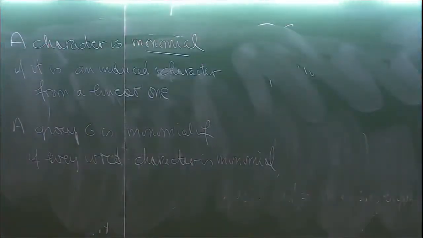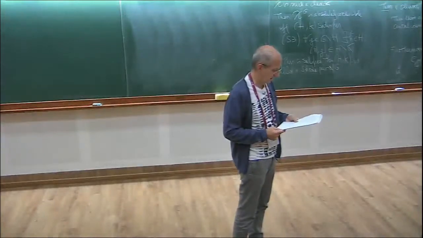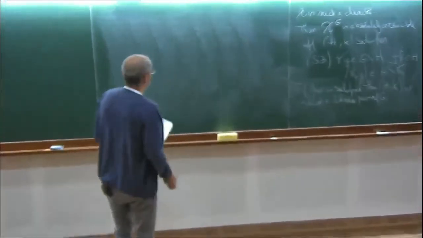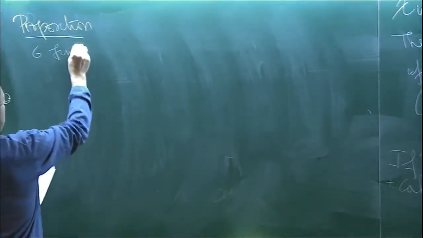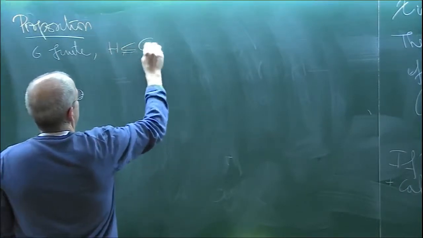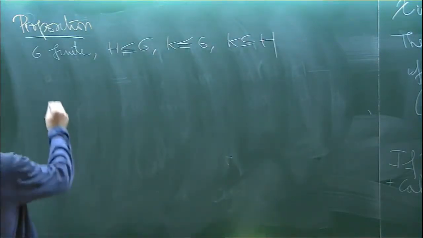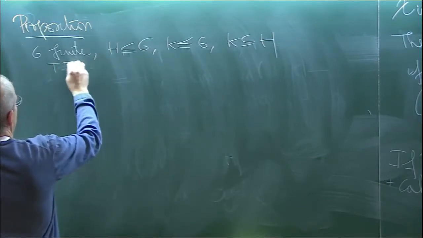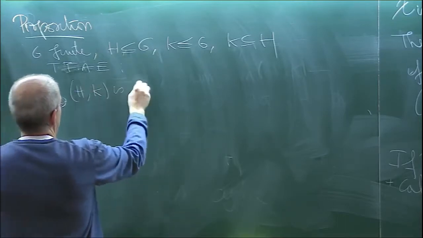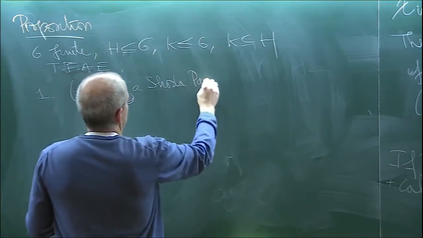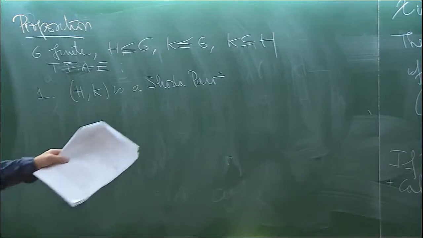Okay, so now I need an extra definition, and these things will be used in the tutorials, I think. So let me write this down as a proposition. G is a finite group. H and K are subgroups, K is the smaller one of the two. Then the following are equivalent. First of all, (H, K) is a Shoda pair, and the different conjugates of the epsilons are orthogonal.